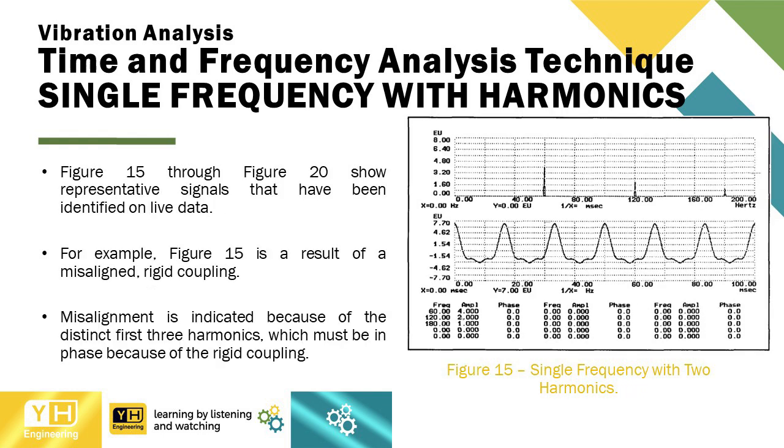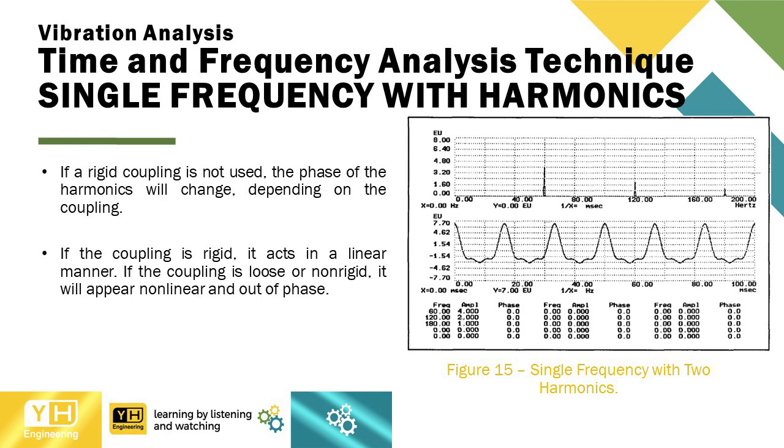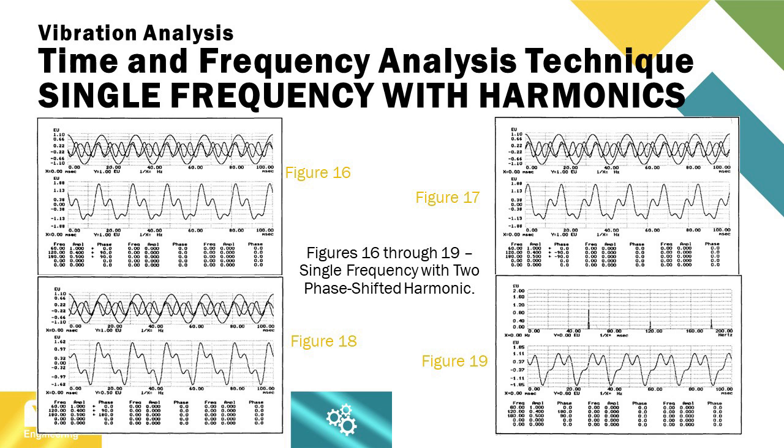Figure 15 through Figure 20 show representative signals that have been identified on live data. For example, Figure 15 is a result of a misaligned, rigid coupling. Misalignment is indicated because of the distinct first three harmonics, which must be in phase because of the rigid coupling. If a rigid coupling is not used, the phase of the harmonics will change, depending on the coupling. If the coupling is rigid, it acts in a linear manner. If the coupling is loose or non-rigid, it will appear nonlinear and out of phase. Figures 16 through 19 show the single frequency with two phase-shifted harmonics.